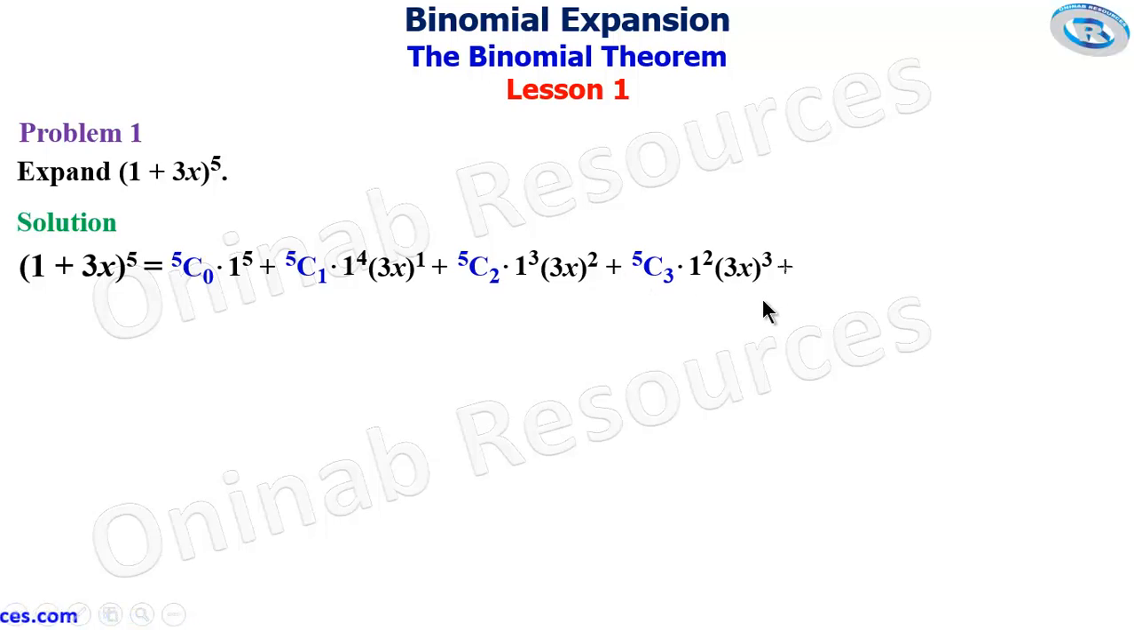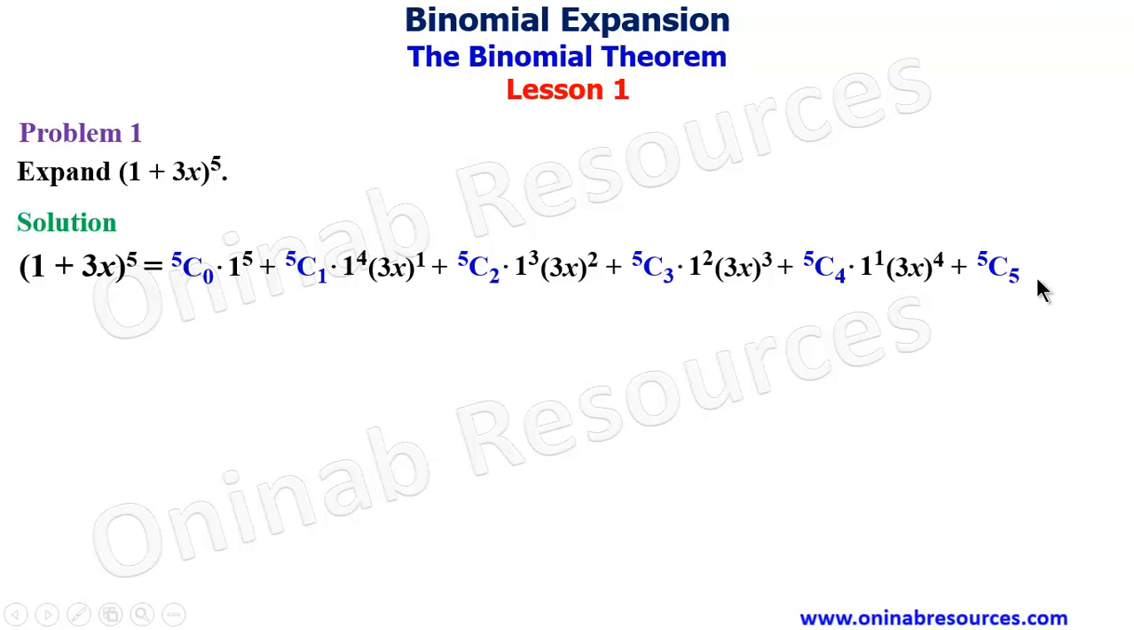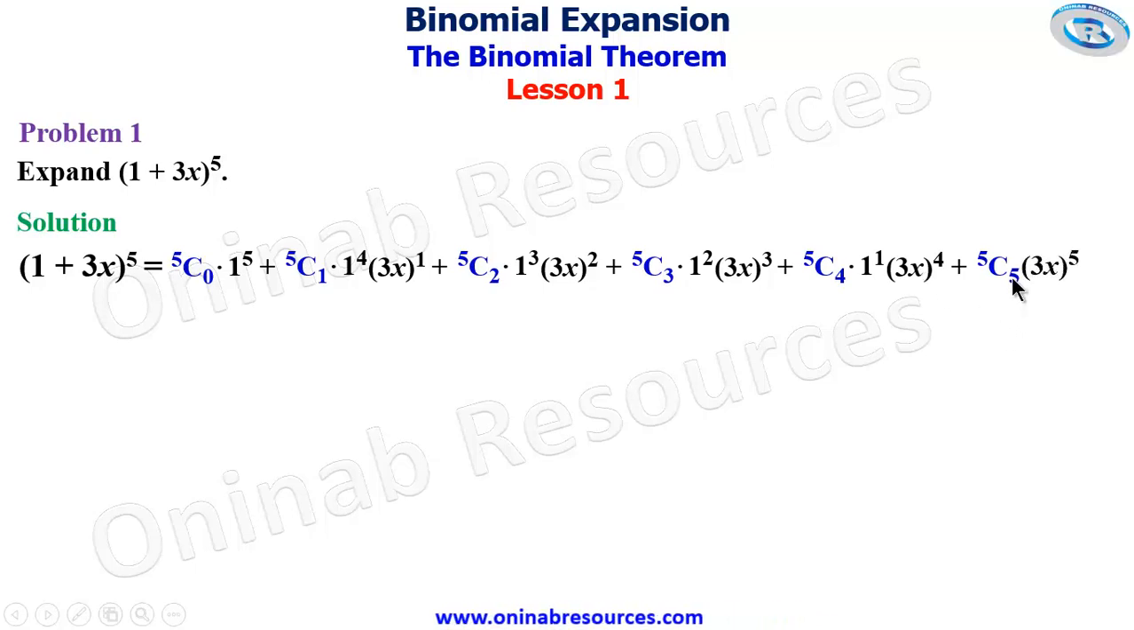Then the next term is going to be 5 combination 4. So we have it as 5 combination 4 multiplied by 1 raised to power 1. You still remember 5 minus 4 is 1. Then multiply by 3x raised to power 4. Then the last term now is going to be 5 combination 5. You know, 5 minus 5 gives 0. So 1 raised to power 0 will still give us 1. So we forget about that. Then we now bring in 3x to the power of 5, which is the subscript. That is the end.